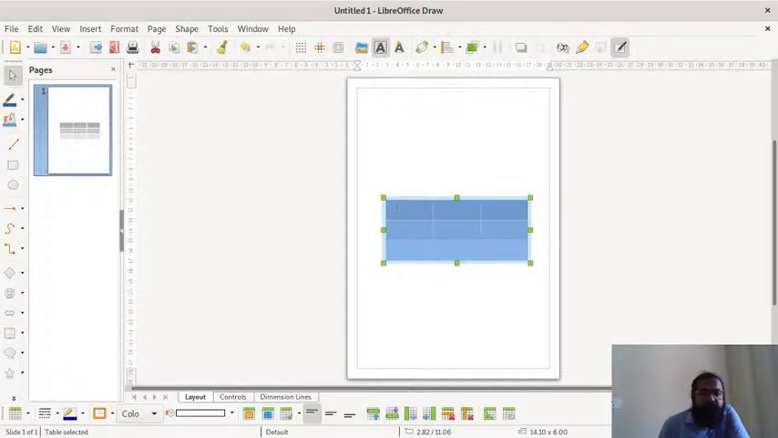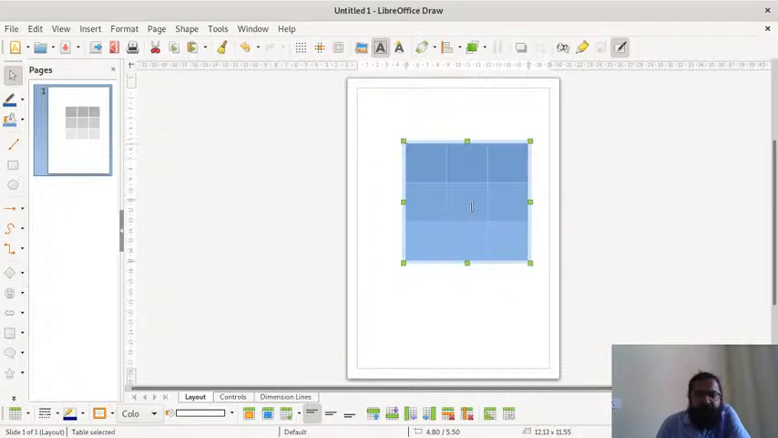So let us try to insert a table over here, because that will give us an idea about what a neighbor and 8 neighbors are. I have inserted a table over here. Let me make it bigger. So this can be thought of as a grid.